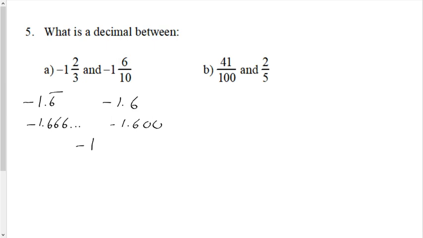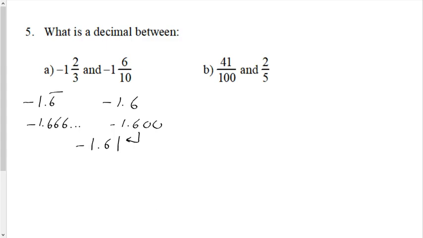Negative 1.61. But you could use anything. You could have a negative 1.65, negative 1.62. There are infinite possibilities. I just went one significant place higher than the negative 1.6, and I use that one. But you can use whatever you want.